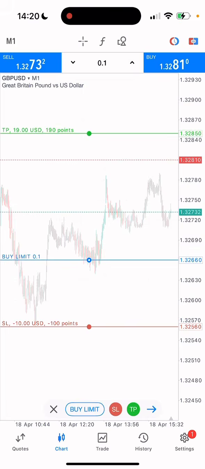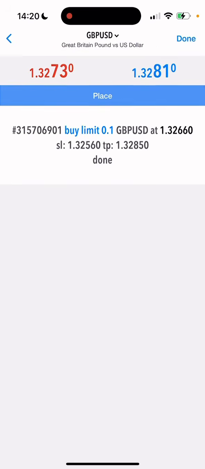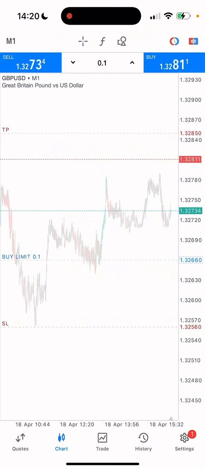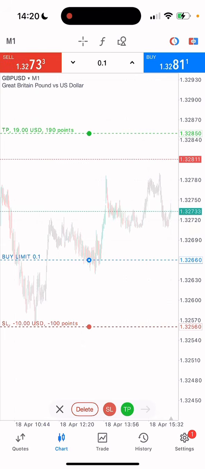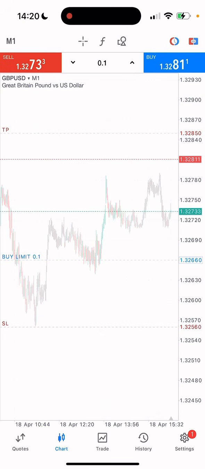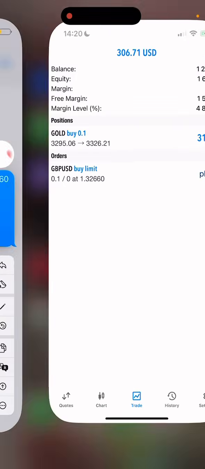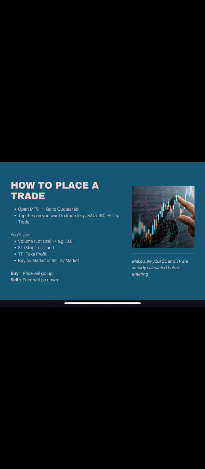Then you tap on this blue sign. Then you will tap on place. The trade will automatically place. If I tap on buy limit, it's going to bring the prices out again. So that is one example of how to place a trade, and that is the second example of how to place a trade. So now let's go back to the slides real quick.